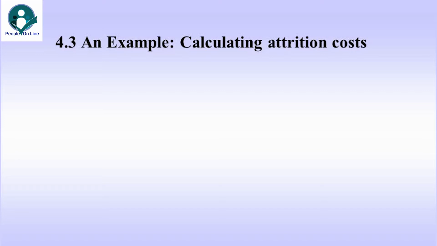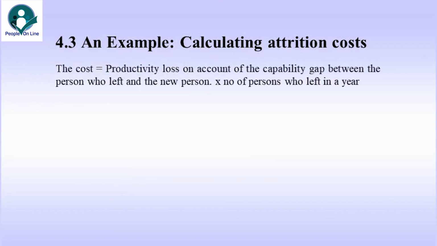Let us see how the attrition cost was computed. According to the team, the main cost was the productivity loss on account of the capability gap between the person who left and the new person who stepped in. And obviously, this needed to be multiplied by the number of persons who left in a year to get the total cost.